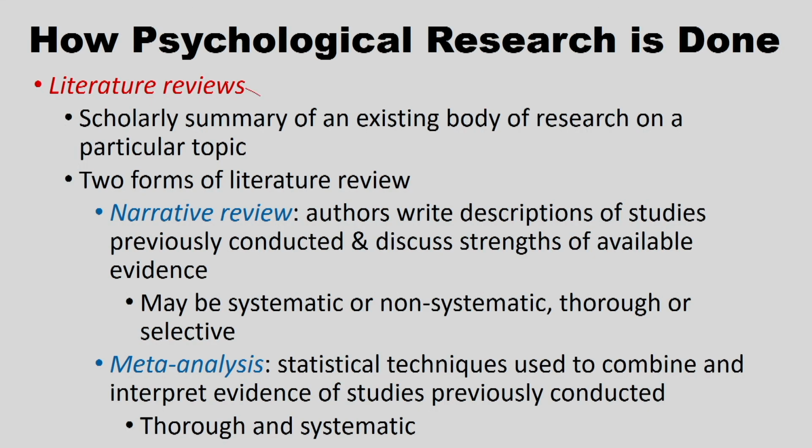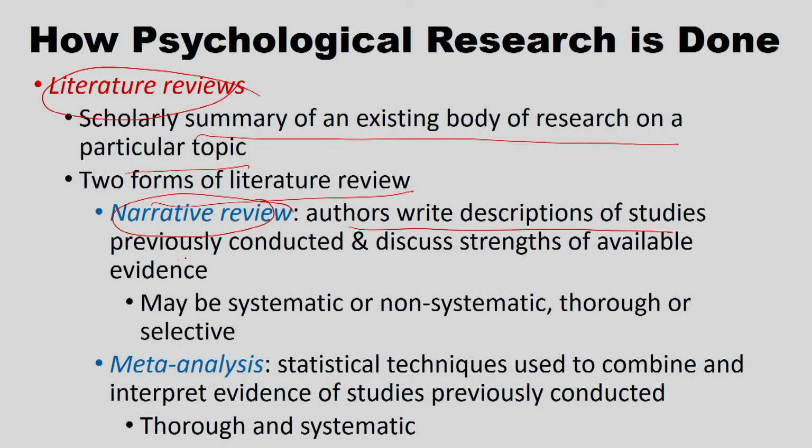Another way of doing psychological research is using literature review. So, a scholarly summary of an existing body of research on a particular topic, with two forms of literature review. So, one way of doing psychological research is just looking at past experiments which have been done, and from that comparing some review. The first kind of review is called the narrative review.